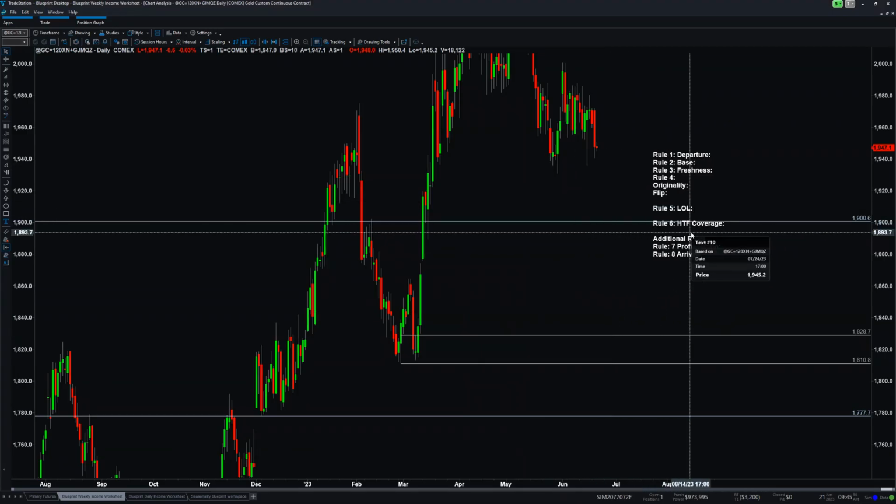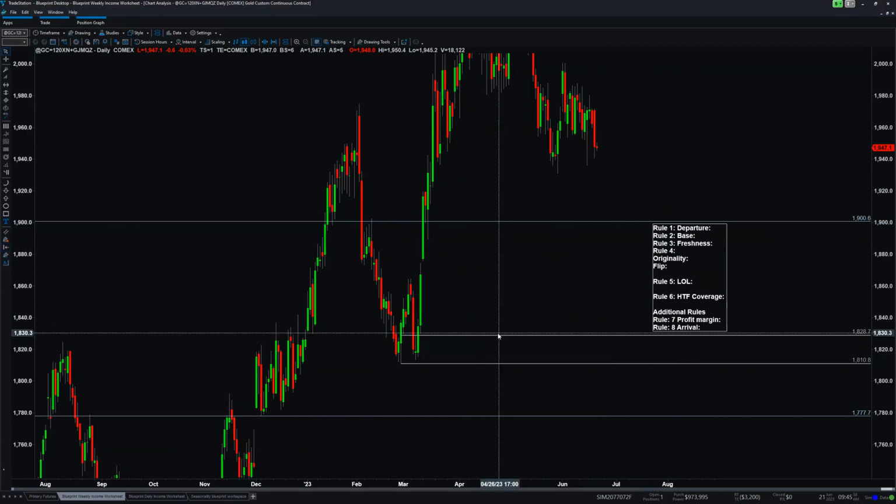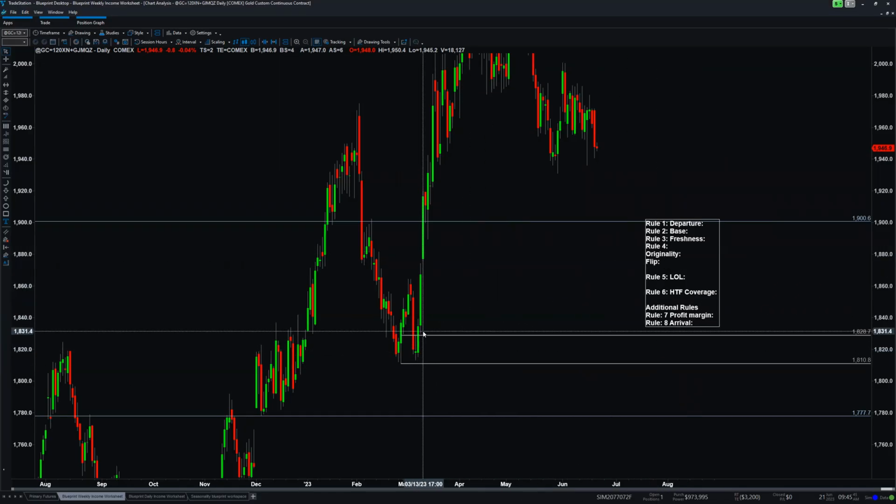I want to give myself more chance to A, be in this trade, and B, stay in this trade, right? And so we give ourselves more chance to be in this trade by putting our proximal higher, and we give ourselves more chance to stay in this trade by putting our distal lower.